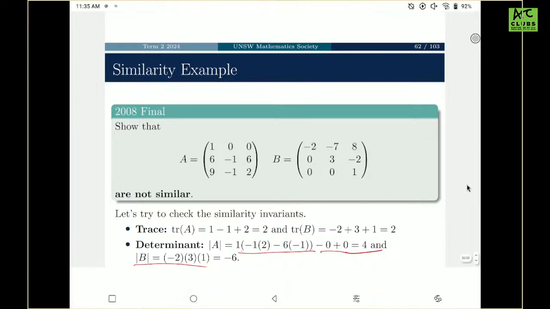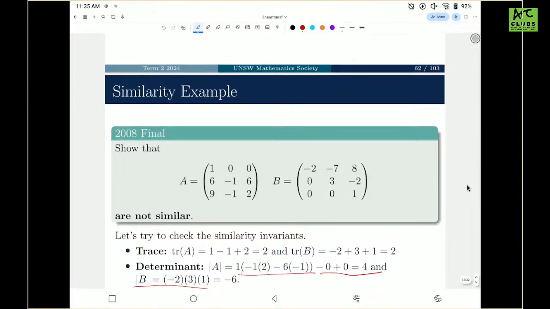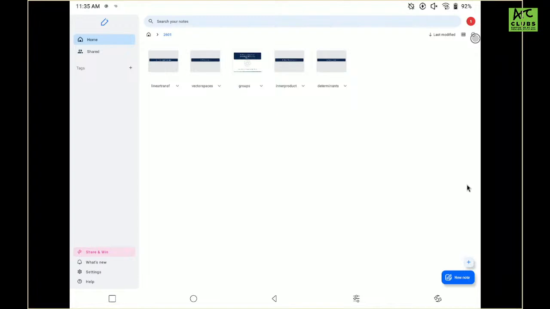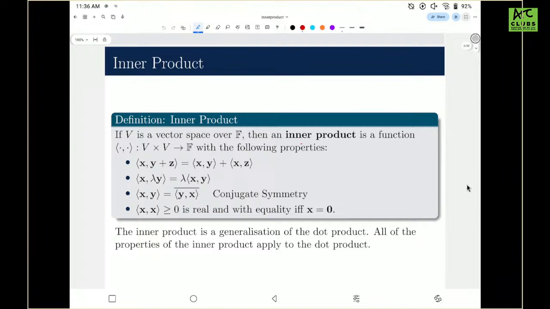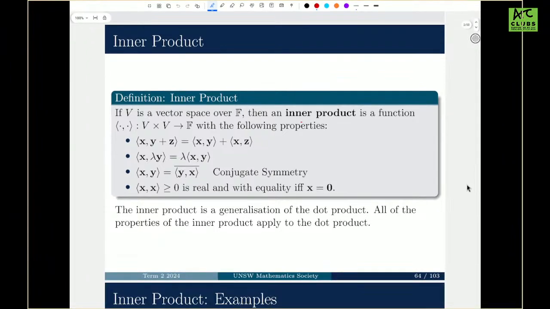And that wraps us up for linear transformations. Now I'll hand it over to Oscar. What do you got first? Inner products? Inner products, yeah. Enjoy. Just write slow. Yeah.